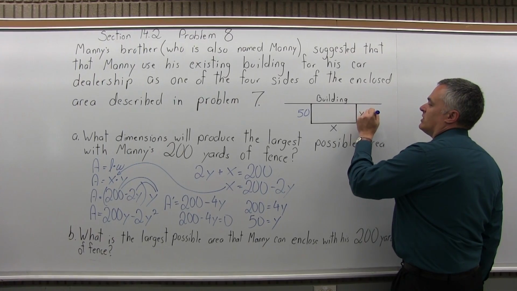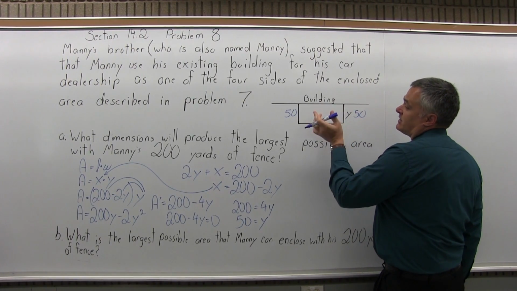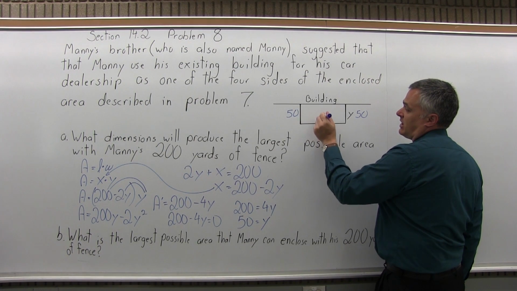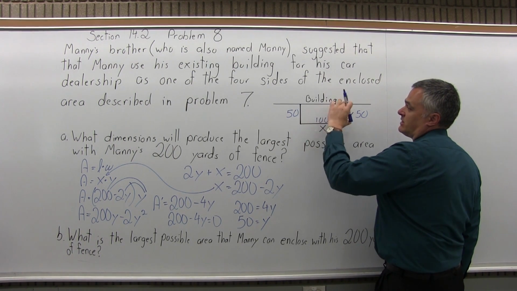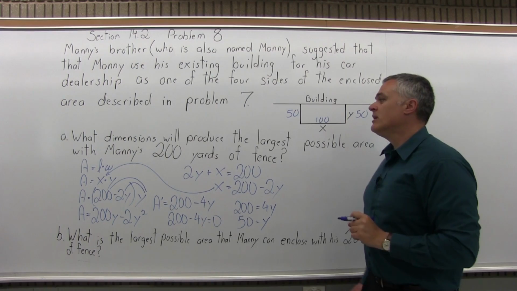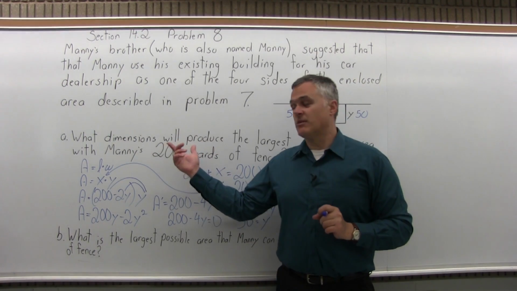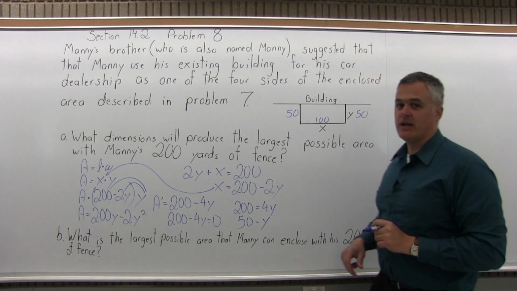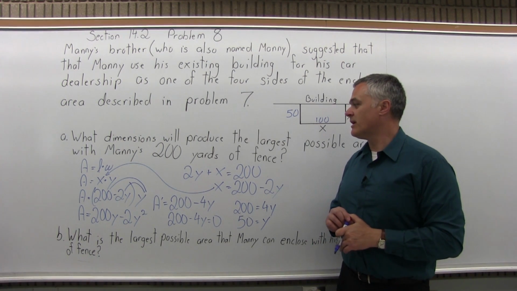So y is the left and right side. 50 on the left, 50 on the right. And if there's 200 yards of fence altogether, and you've used 50 on the left, 50 on the right, there's going to be 100 yards of fence that runs parallel to the building. So part A, what dimensions will produce the most area? Well, 50 on each side and 100 across the length will produce the most area.